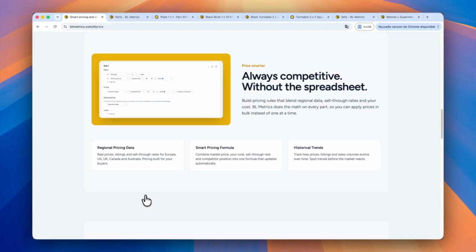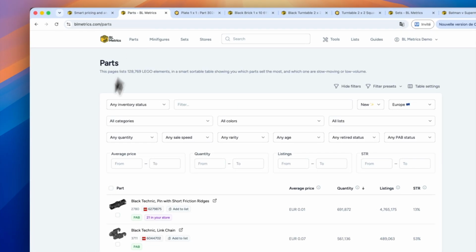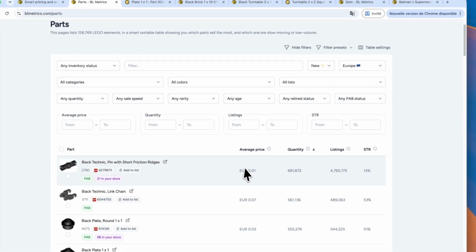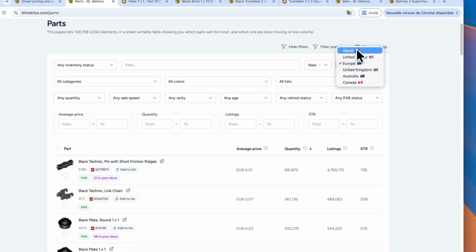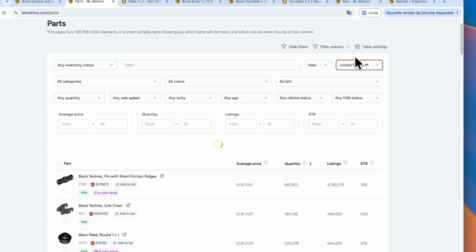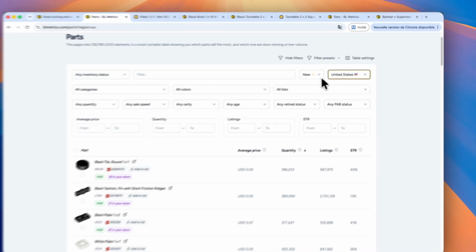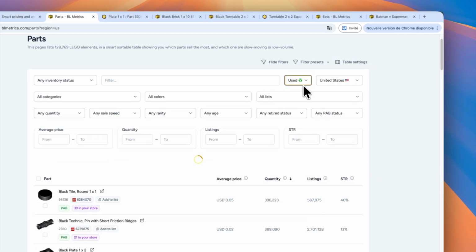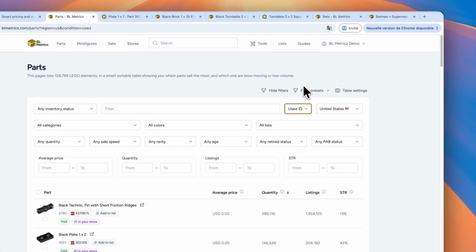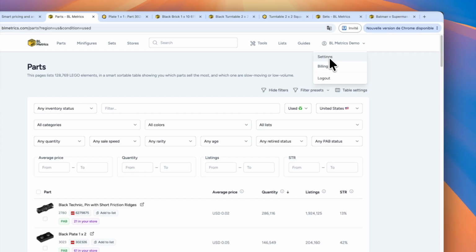What actually matters is the market you sell in. That's exactly what regional pricing gives you. Take this table of parts. Every price you see here comes from the region you've selected, not from a global average. And switching is easy. Right from the header, I can change the region and watch the prices update, and I can switch the condition between new and used. You can do this on the fly anywhere in BL Metrics, or set your default region and condition once in your account settings so it's applied everywhere.